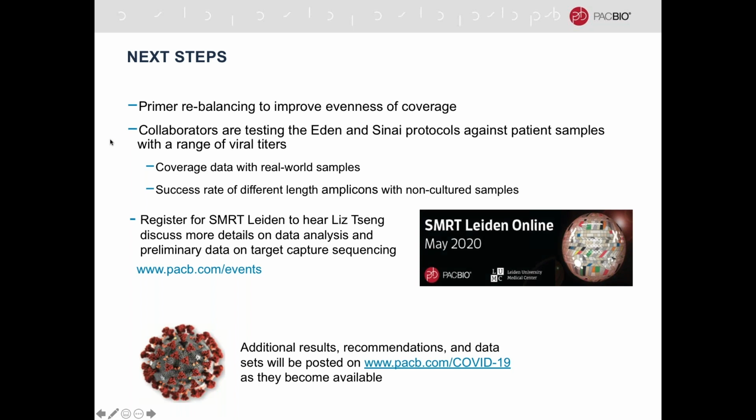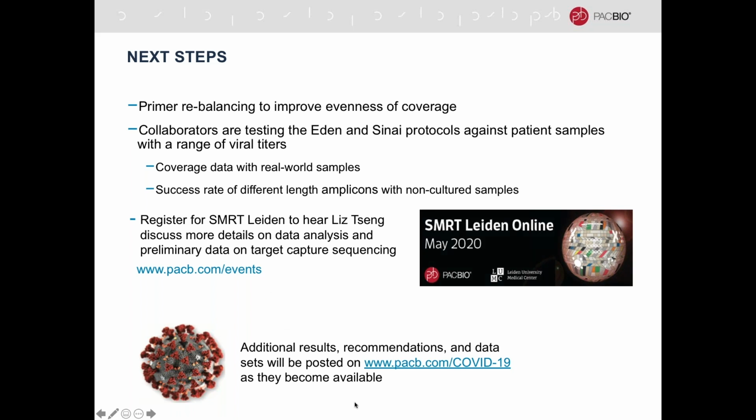So the next steps for us, as I mentioned, we'll be doing some primer rebalancing with these protocols. And then second, we have reached out to some collaborators, and they are going to be testing both of these against patient samples that they have with a range of viral titers. And the idea there is to ascertain the coverage with real-world samples, and then also to assess the success rate of the different length amplicons with non-cultured samples, which may be somewhat degraded.